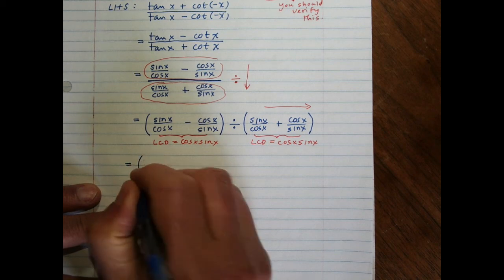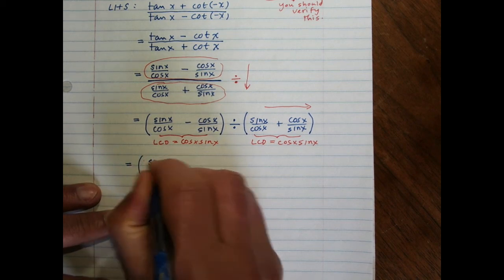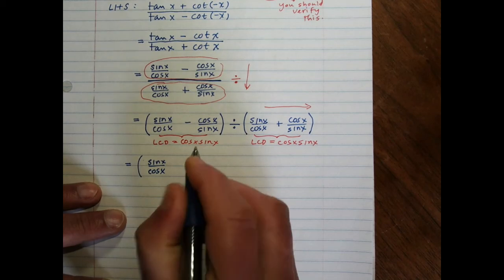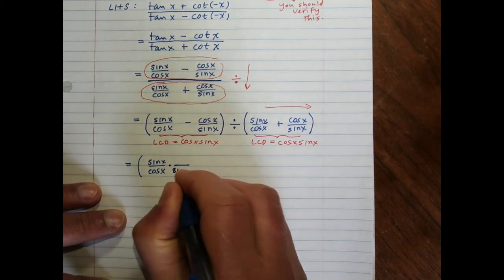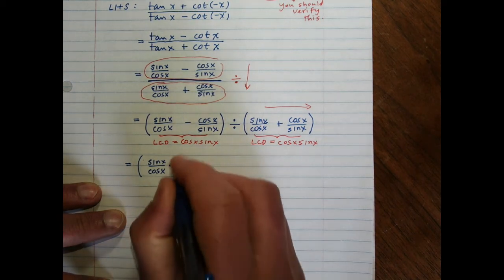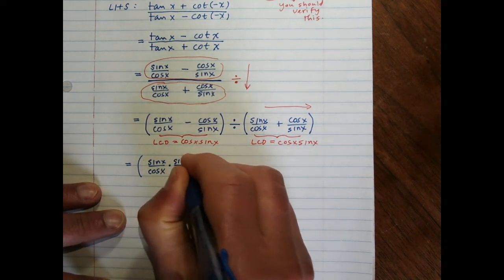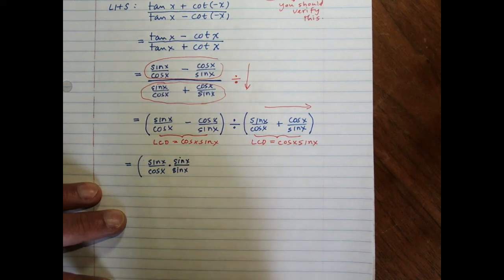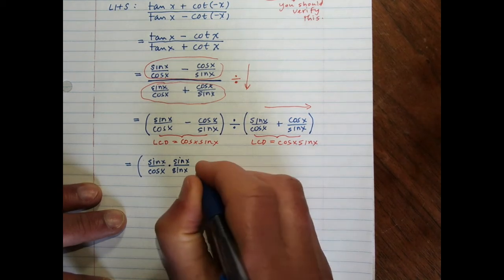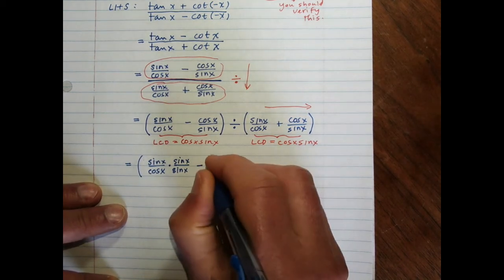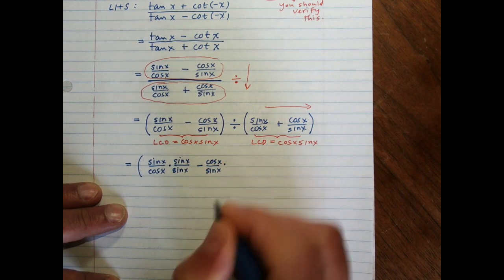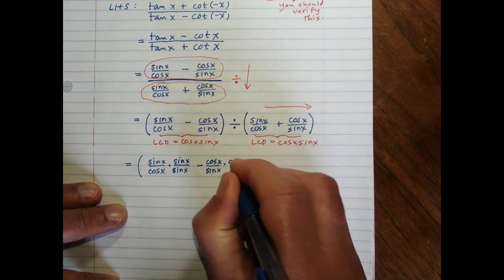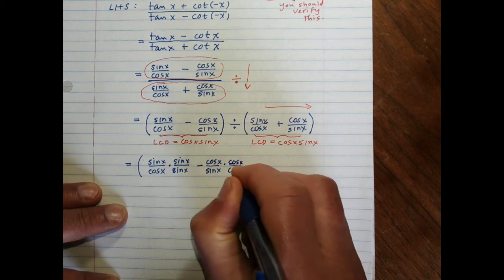I'm going to, in the first parentheses, take sine x over cosine x. And to get that common denominator, I need to multiply by sine x below. In order not to change the value of the fraction, I have to multiply by sine x above also. So that first fraction I'm multiplying by sine x over sine x, minus cosine x over sine x. I'm going to multiply by cosine x over cosine x.